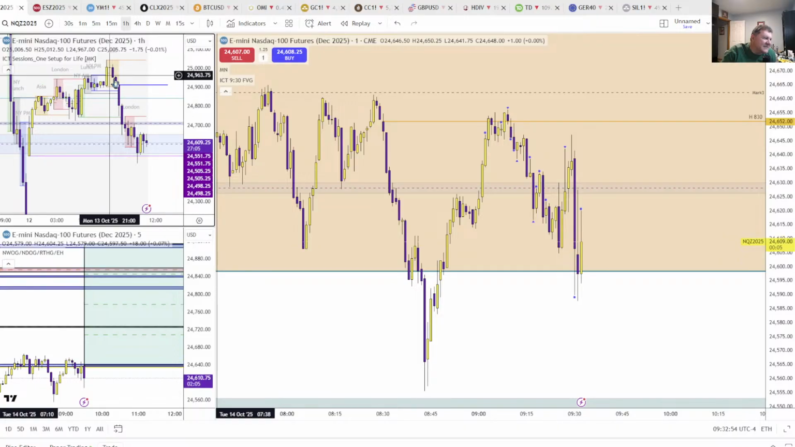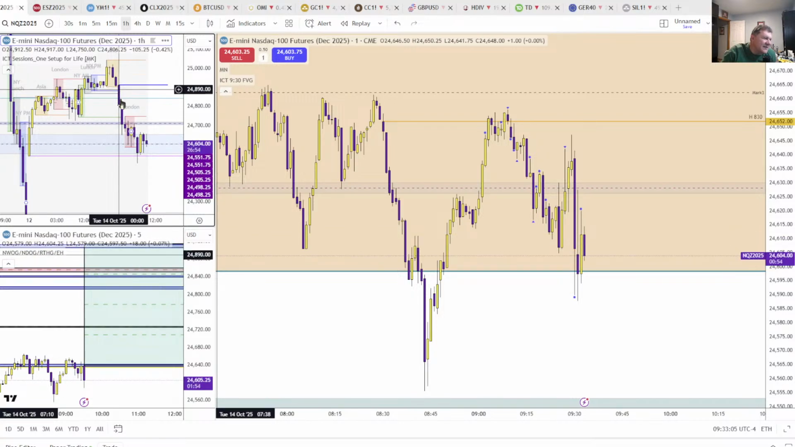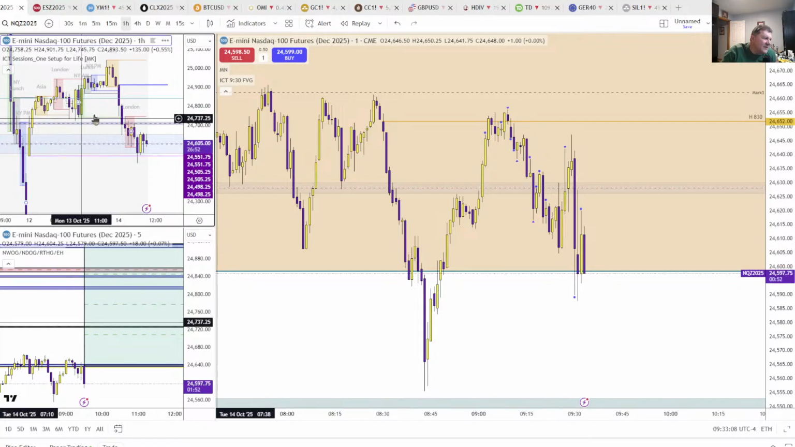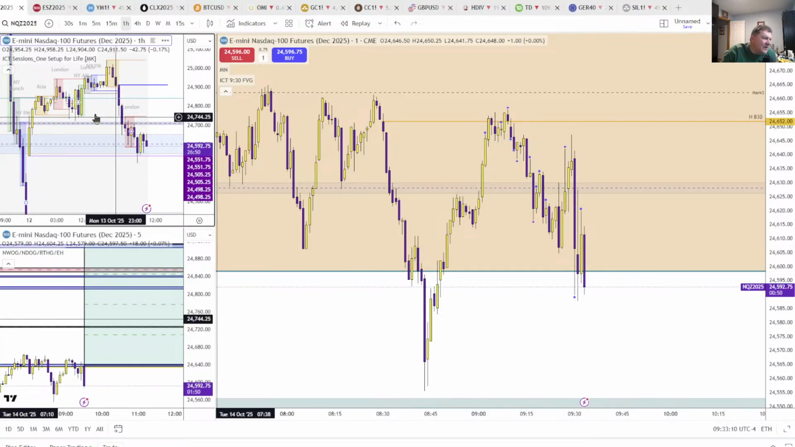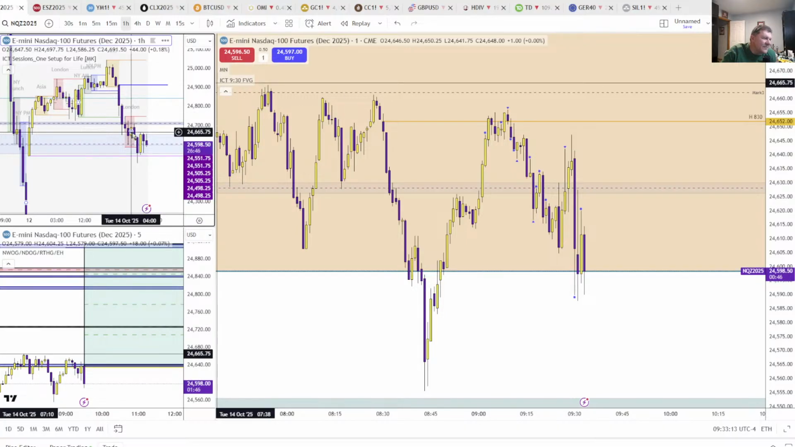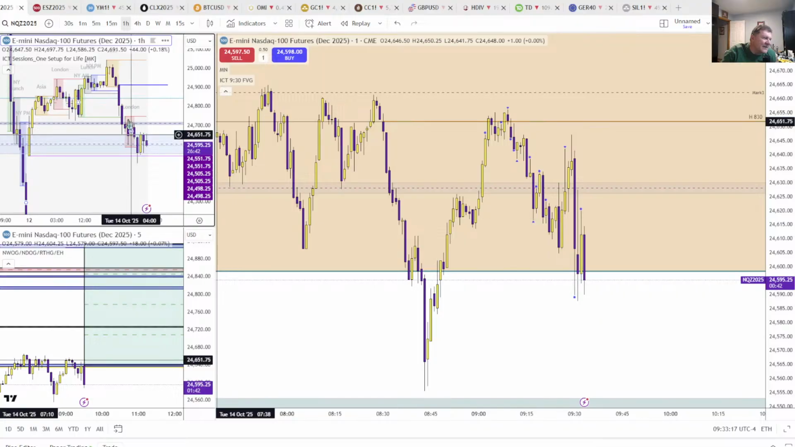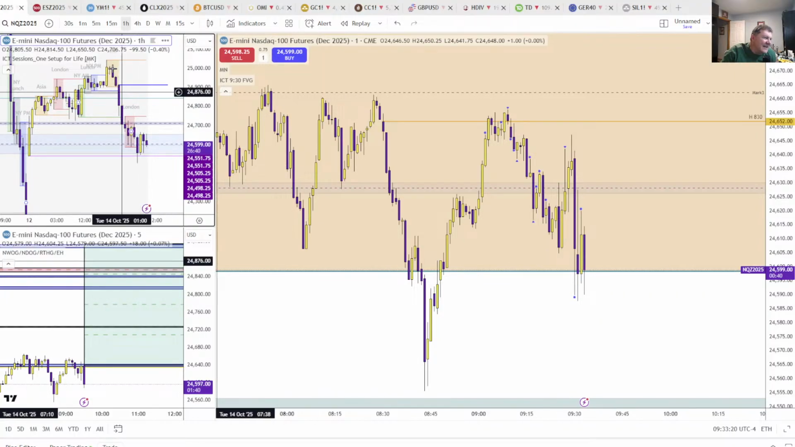That hasn't been tested. This hasn't been tested as the little breaker. And you could say it's all inside this one. Either way, none of this has been retested. We ripped through all this one. This is the only one that's been retested right there, and that is in the discount portion of that range that we're in right now. So you want to get above that and hit the premium.